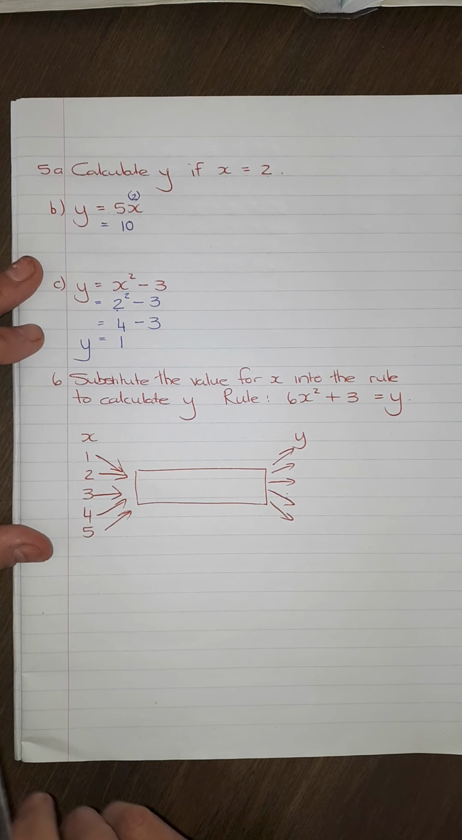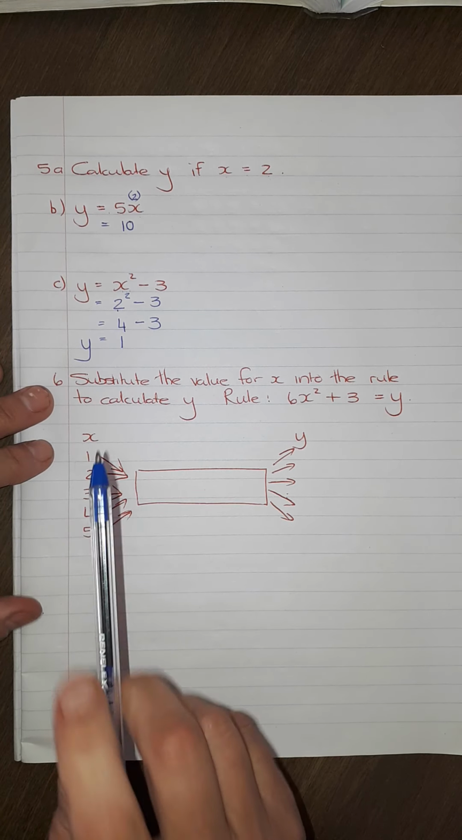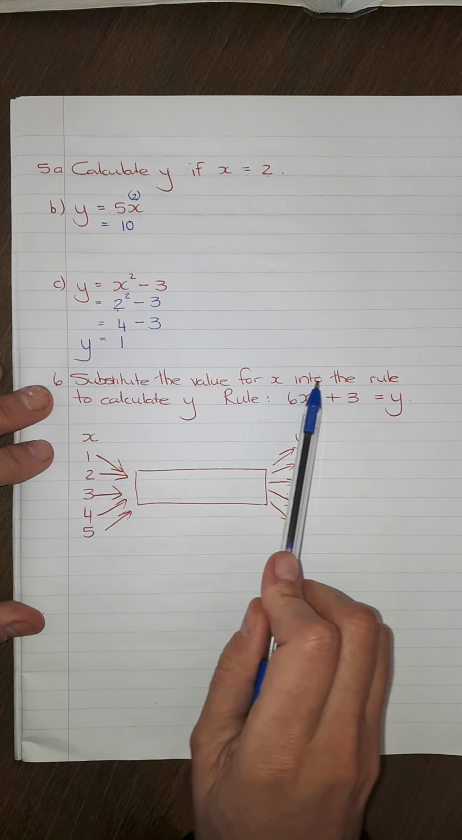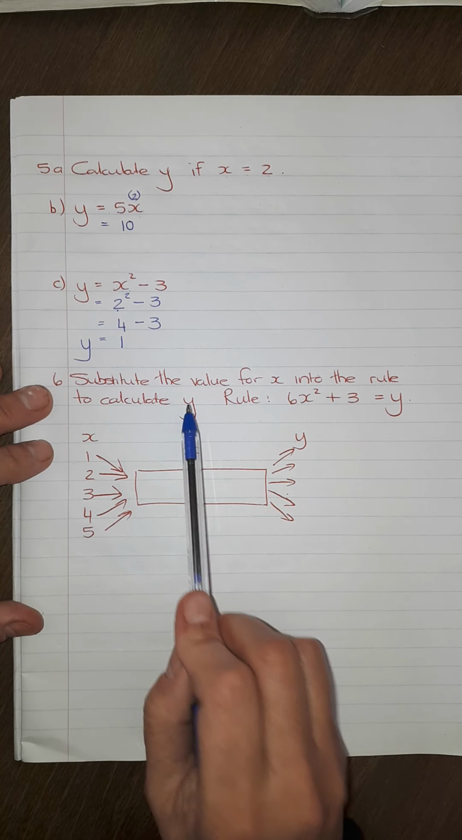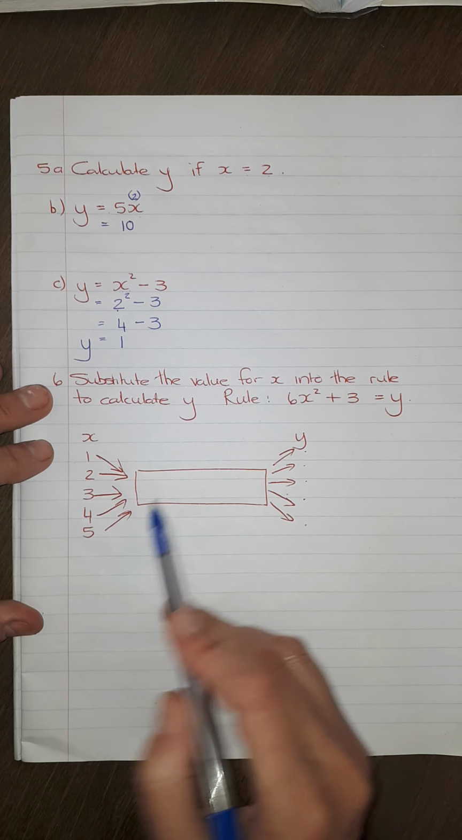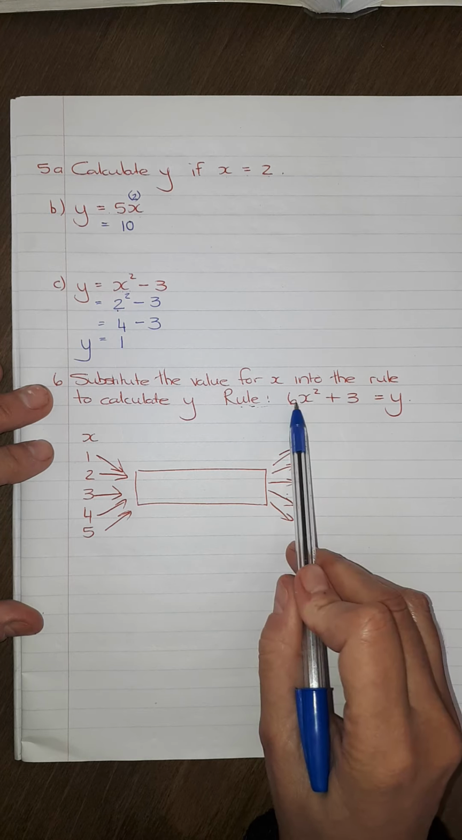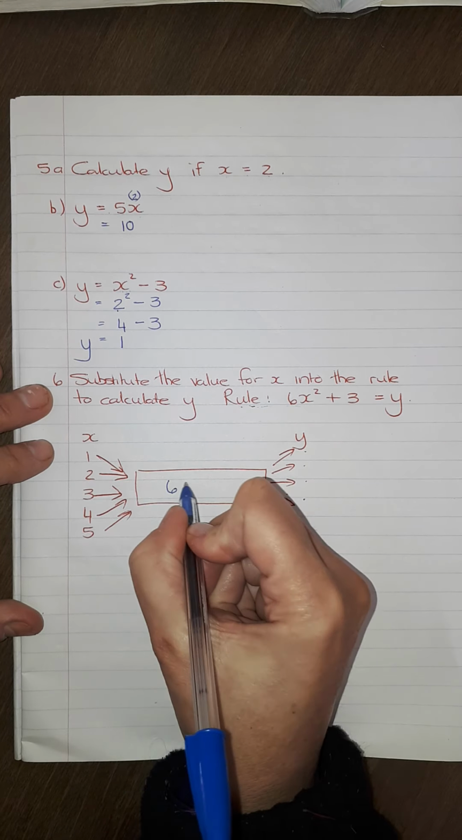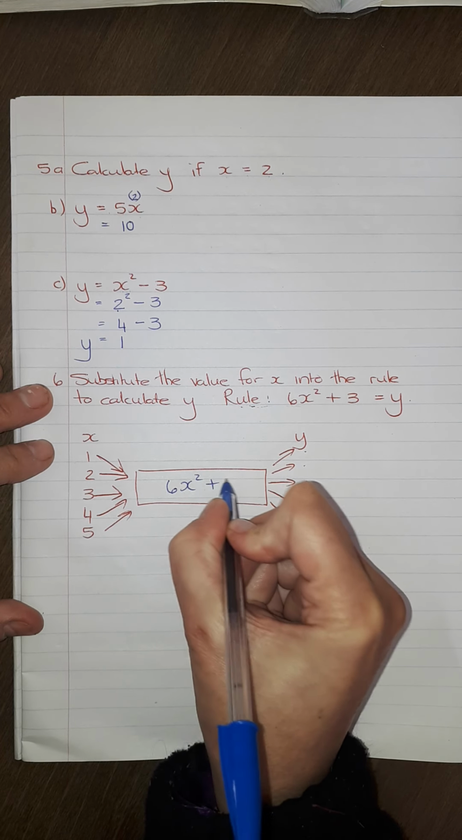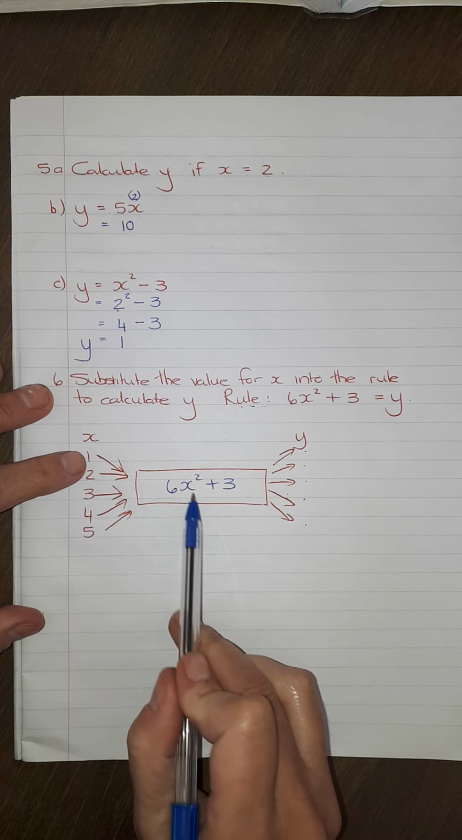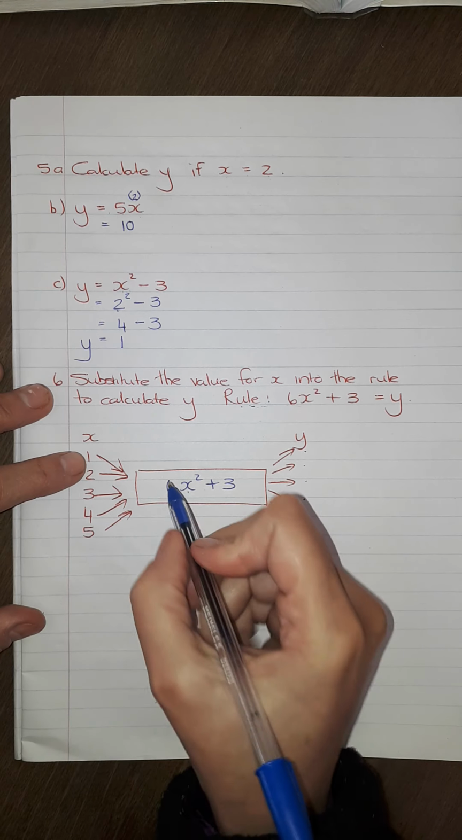Last one, number 6, you had to do it this way. They say, substitute the value for x into the rule to calculate y. So we want to work out the y answer. They gave me the rule 6x squared plus 3 equals y. My rule, 6x squared plus 3. We've done this a million times. You take the 1, you substitute it into that position.